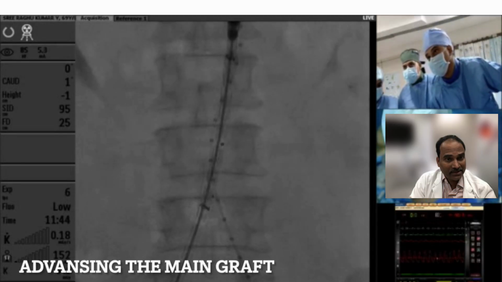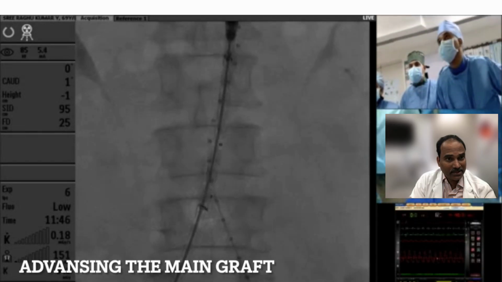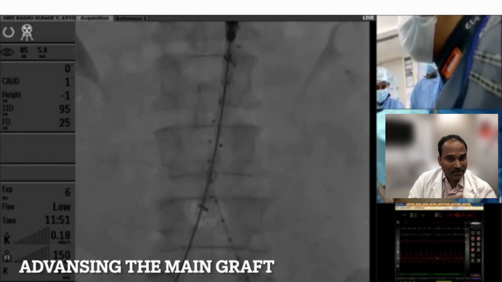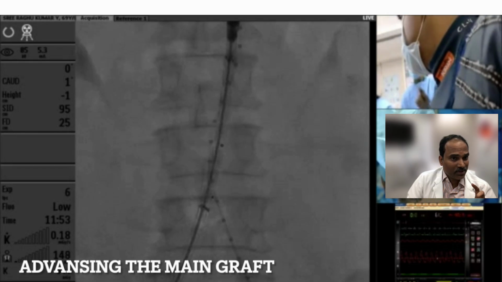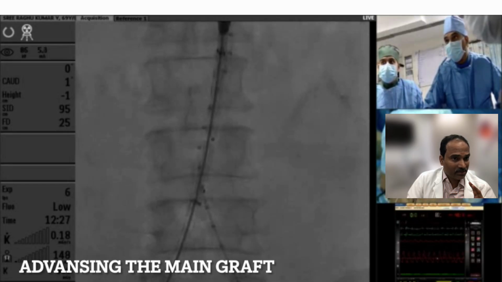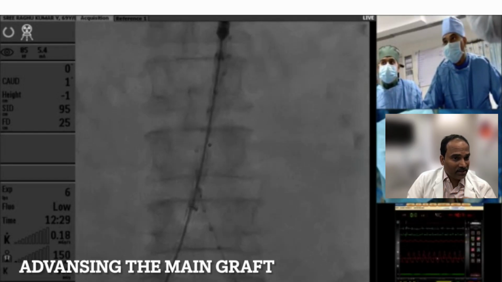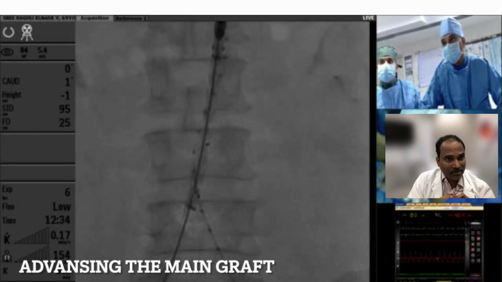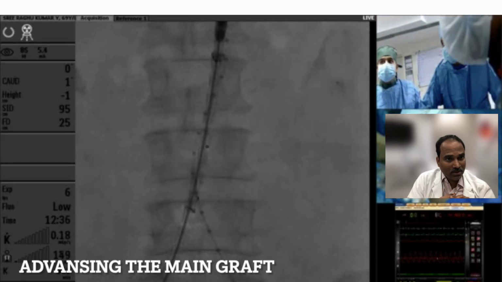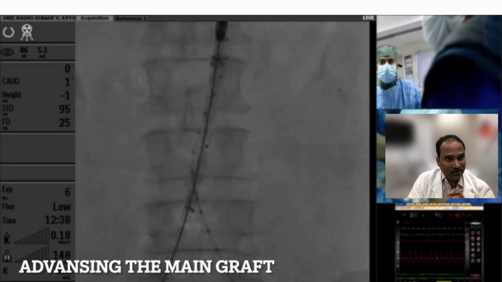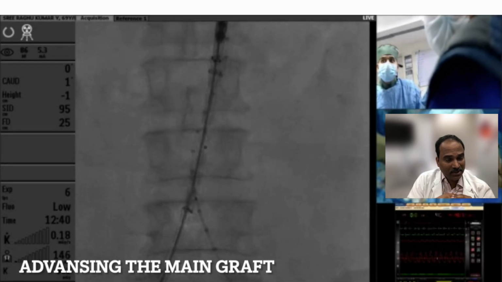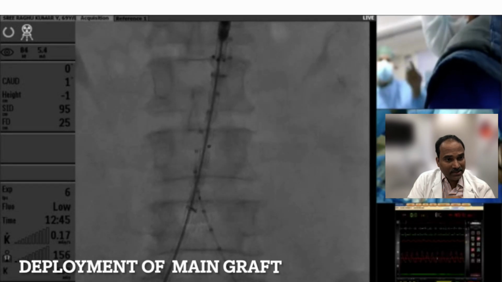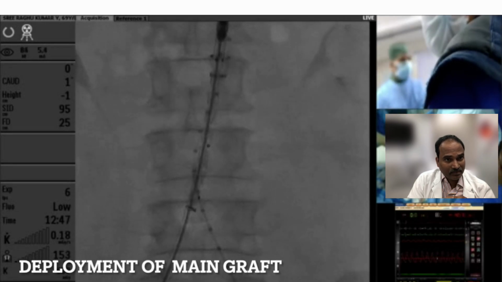And we deployed the Endurant graft, and the key here is the left iliac, the contragate. So the contragate markers should be within the aneurysm. That is very important, so that's what we made sure. Two contragate markers were positioned into the aneurysm, and then we deployed. So we can see the deployment of the graft.